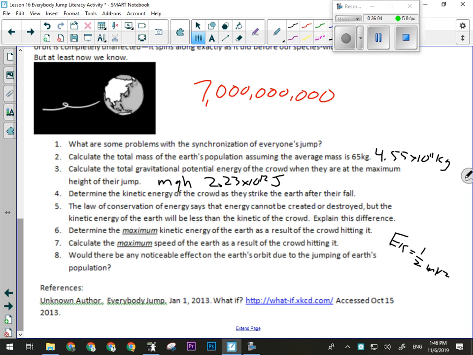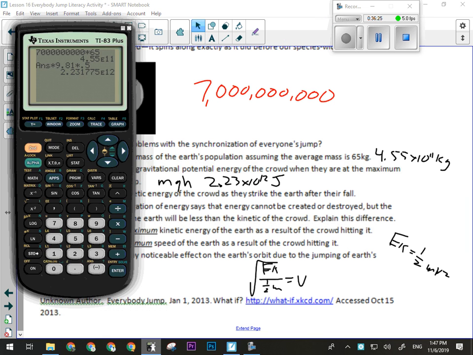I want to calculate the speed of the earth. What mass do I use here? The mass of the earth. I'm trying to find the speed of the earth, not the speed of the people. So I'm going to manipulate this, and it's going to be the square root of EK divided by 1/2 times m. That'll give me v. So we'll take this number here, square root of our answer, divided by, in brackets, 1/2 times the Earth's mass, 5.98 times 10 to the 24, which I also have to bracket.